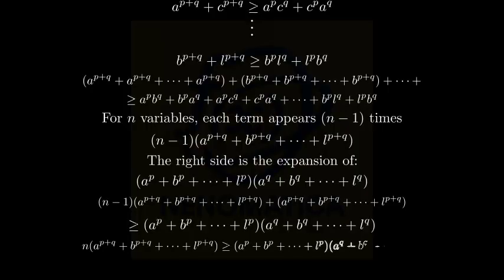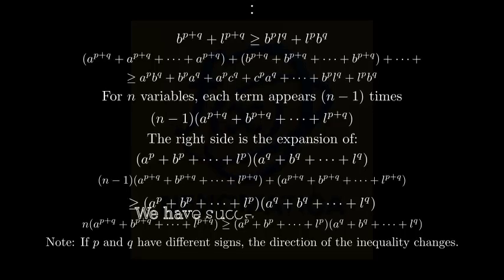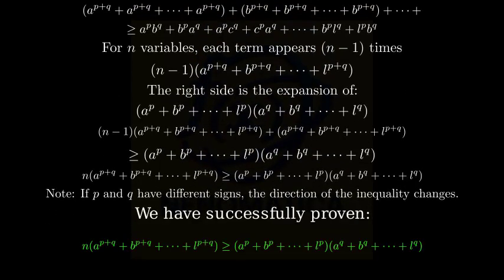Combining like terms on the left side, we get n times the sum of a to the power of p plus q, b to the power of p plus q, and so on, is greater than or equal to the product of the sums. As a final note, remember that this inequality holds when p and q have the same sign. If p and q have different signs, the direction of the inequality would be reversed. And with that, we've successfully proven the inequality.